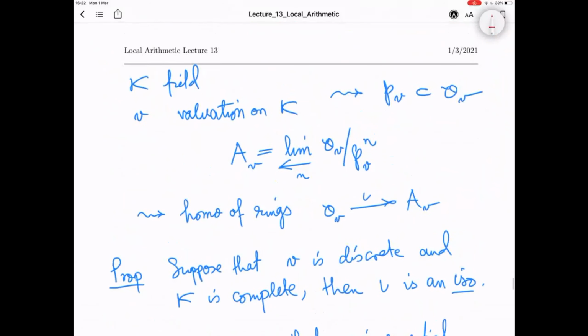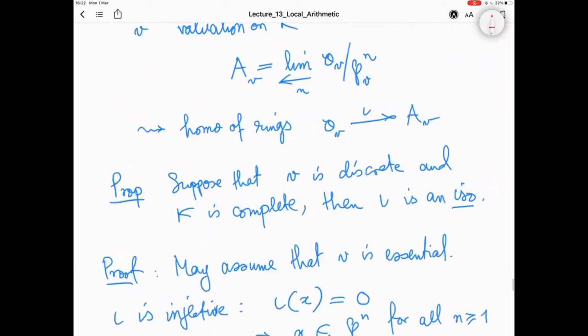Okay, I have a little time, so I can maybe try to do this one here.